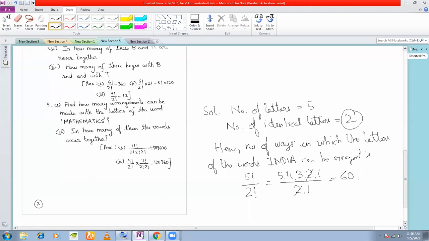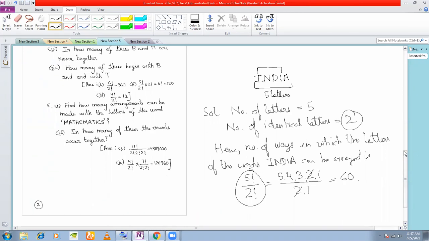The question was, in how many ways can the letters of the word INDIA be arranged? See, there are 5 letters in total, out of which 2 are alike. Two I's are there. So the number of permutations will be factorial 5 by factorial 2. Now, why is this happening?